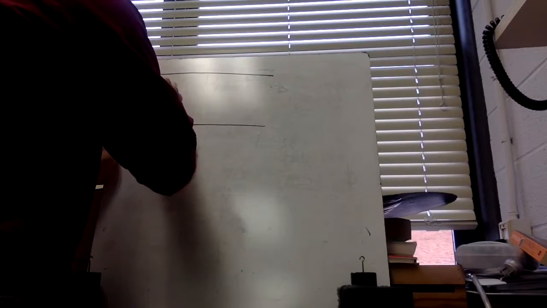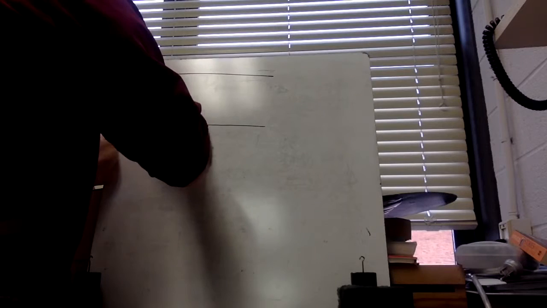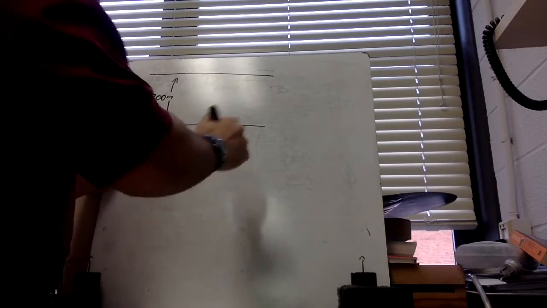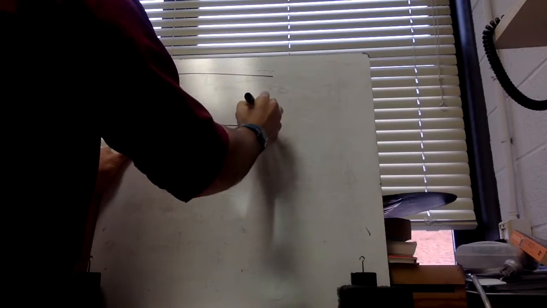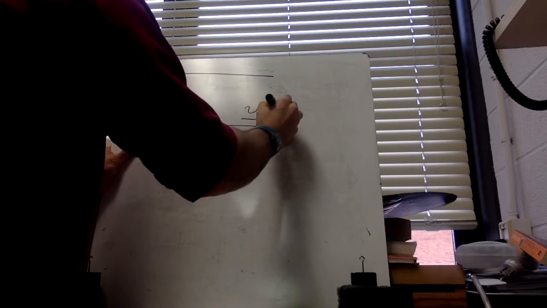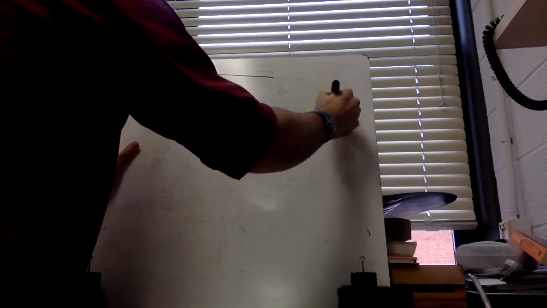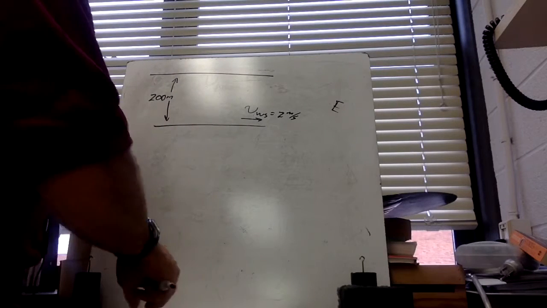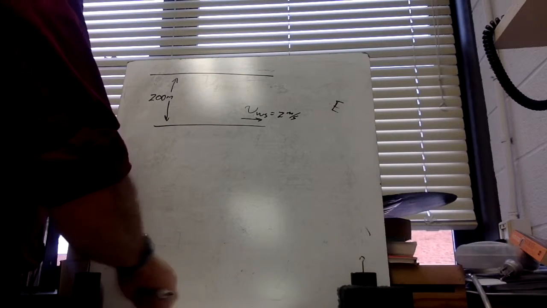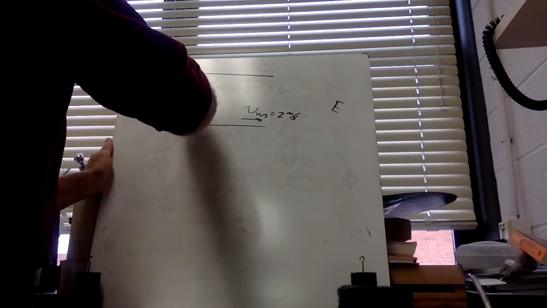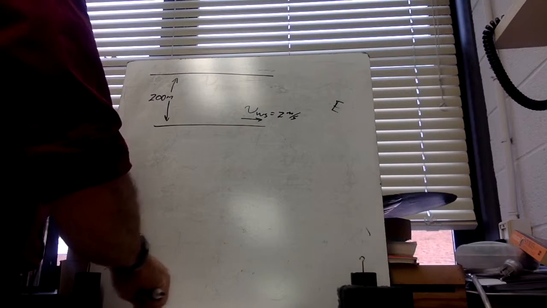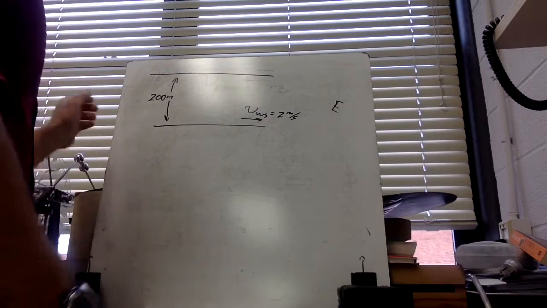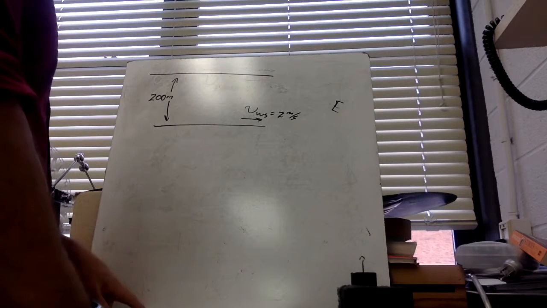So let's just do a little drawing here. This is 200 meters from here to here. And the water is flowing. The velocity of the water relative to the shore is 2 meters per second, and this direction is east. Okay, so now I want to know the boat's velocity relative to the shore. If the boat is aimed northbound, 1, where does the boat land? 2, how long does it take? Well, why don't we do number 2 first?